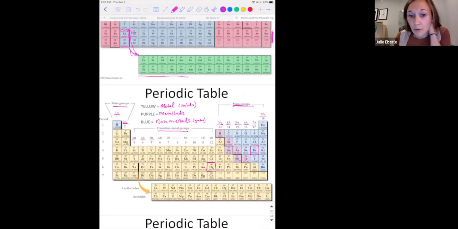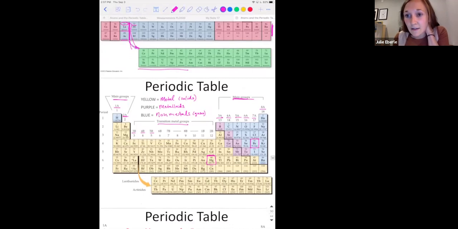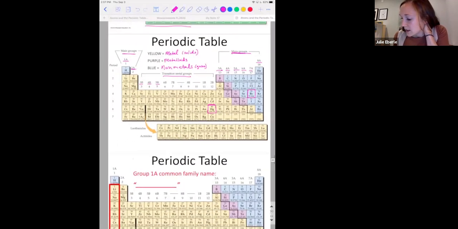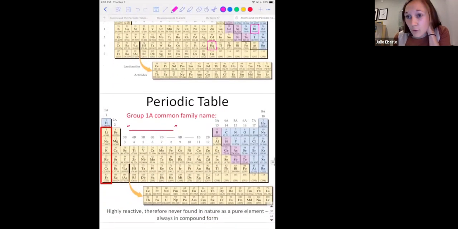So I want you to know how to count main groups. I want you to know how to count transition groups, all right? In total, there are 18 groups, columns, but there's only 8 main groups, so know how to count those. All right, now I did tell you that 4 of those main groups have common family names, so we're going to see what those are now.